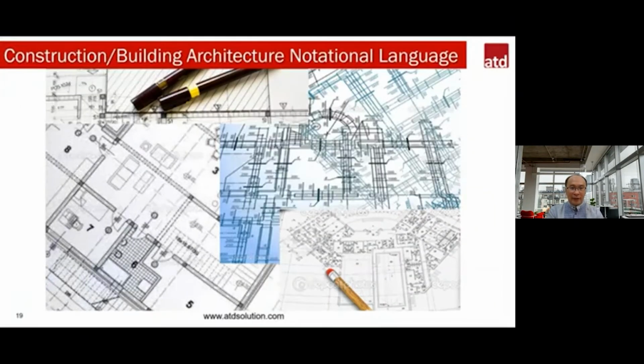If you look at the architecture blueprint of a building, typically you will see this type of drawing. They have a standard. They know this is a pillar, this is the landmark, this is the door, this is the window. So they have the notation very clearly defined.